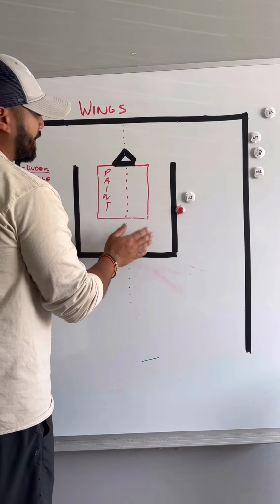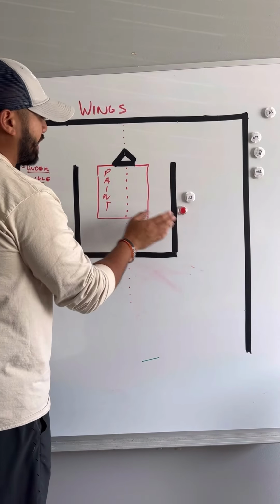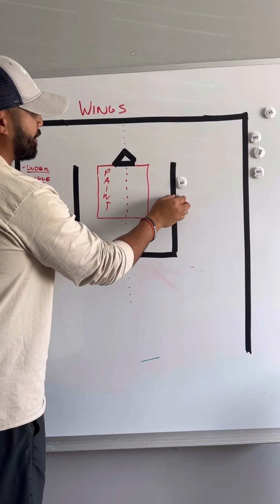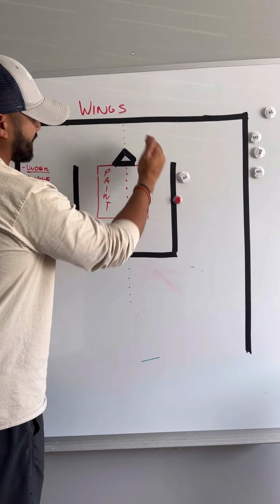If we're playing somebody on the wing, no matter what, if it's on the left side or the right side, we want to force them underneath. And underneath just means towards X.